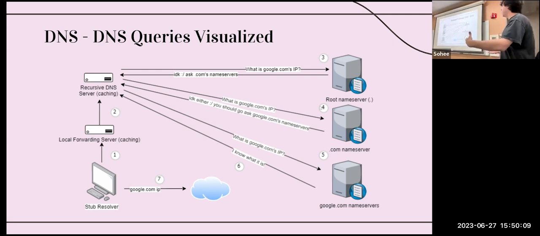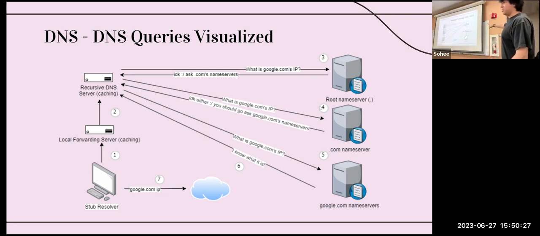Because that's what your computer wants, right? And it'll say, oh yeah, I don't know where that is, but the .com name server will know. So now the recursive DNS server will say, hey, .com name server, do you know what google.com is? It's like, no, I don't know either, because it only knows what .com is. It'll be like, I don't know what that is, but I know google.com might know it.